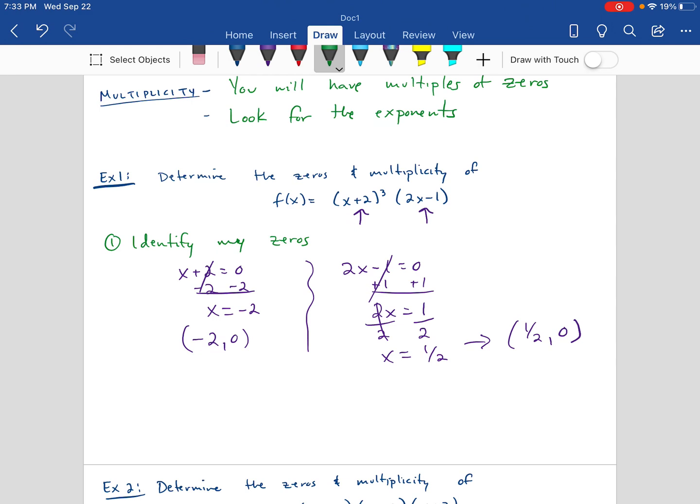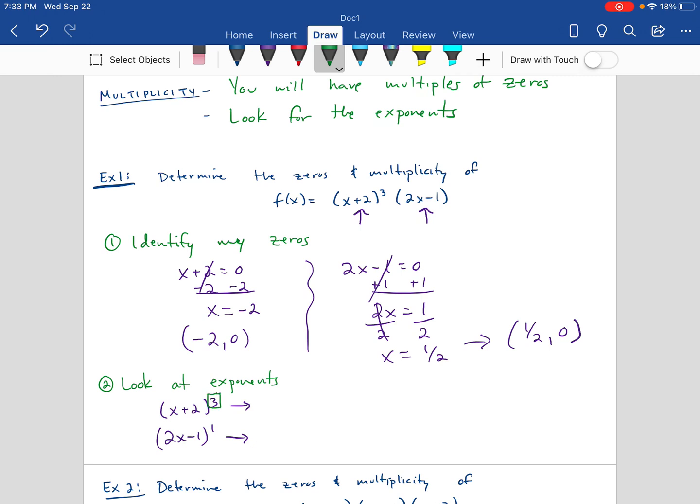Okay, so now I'm going to look at the exponents. The function is (x plus 2) to the third power and (2x minus 1). I'm going to separate those again. So I have (x plus 2) to the third power and (2x minus 1), and what I am looking at here is the exponents.